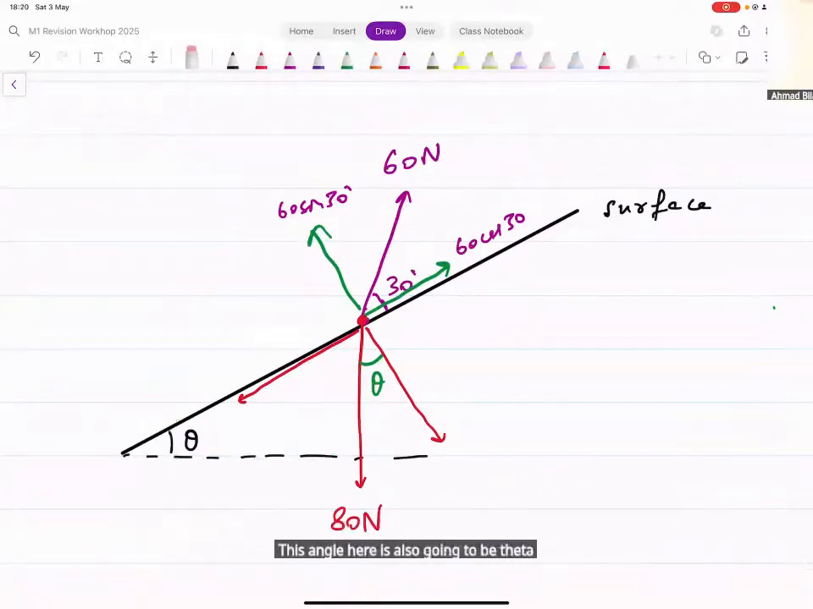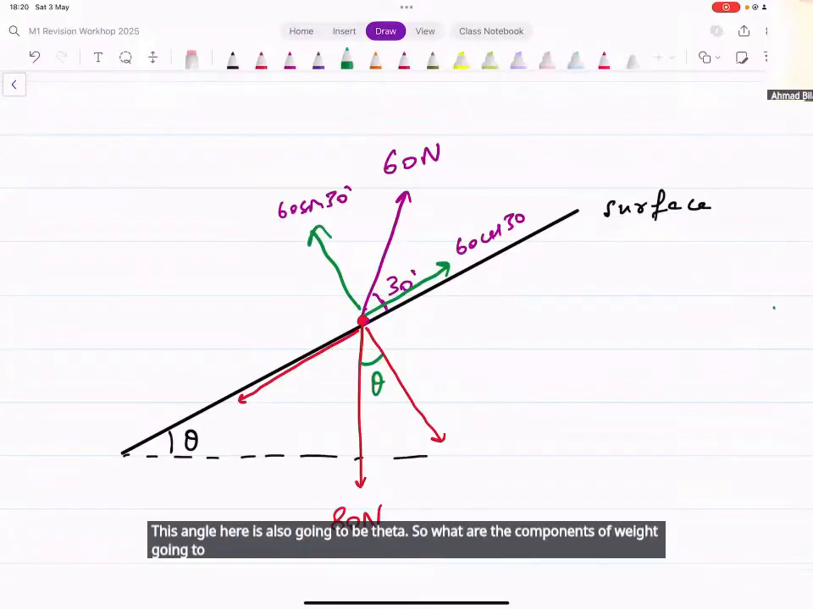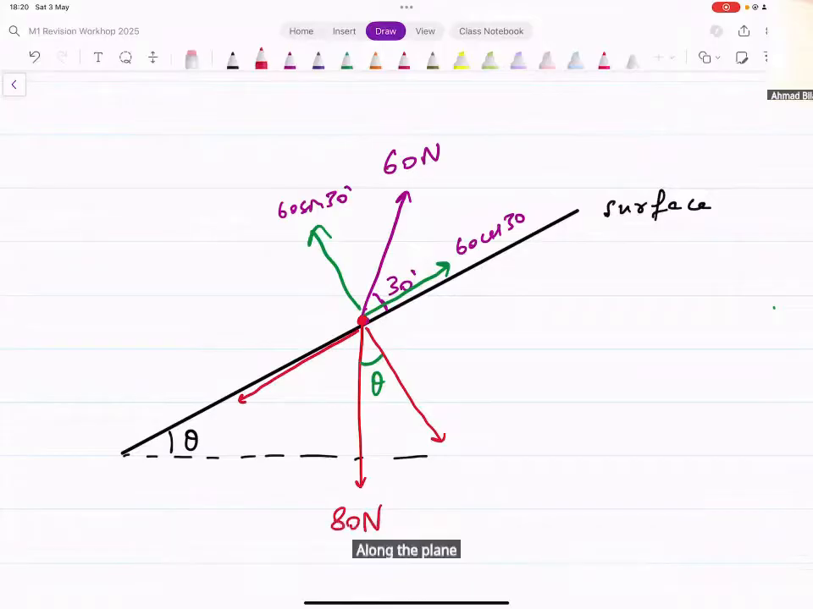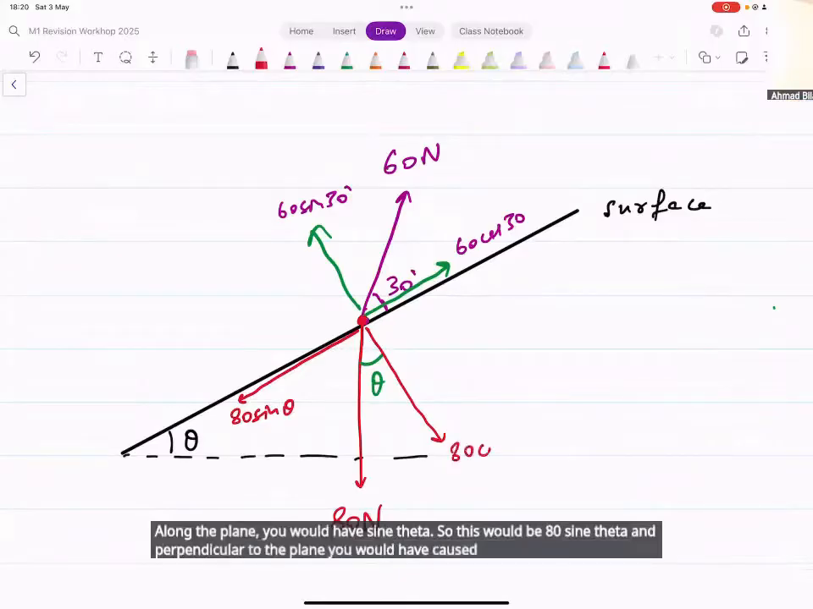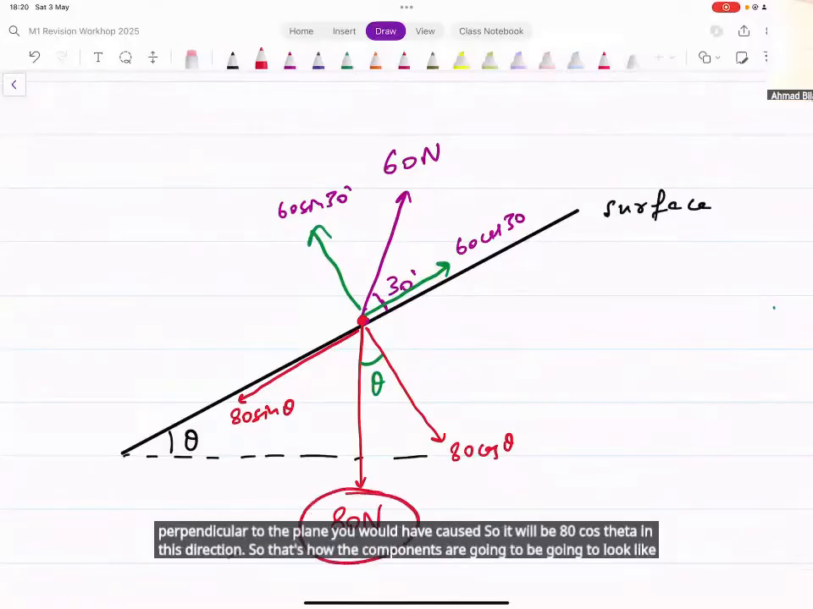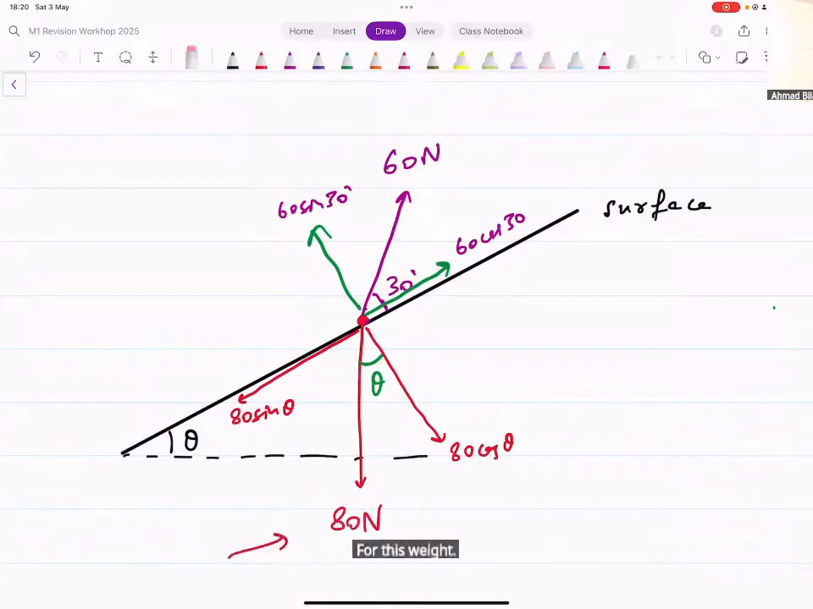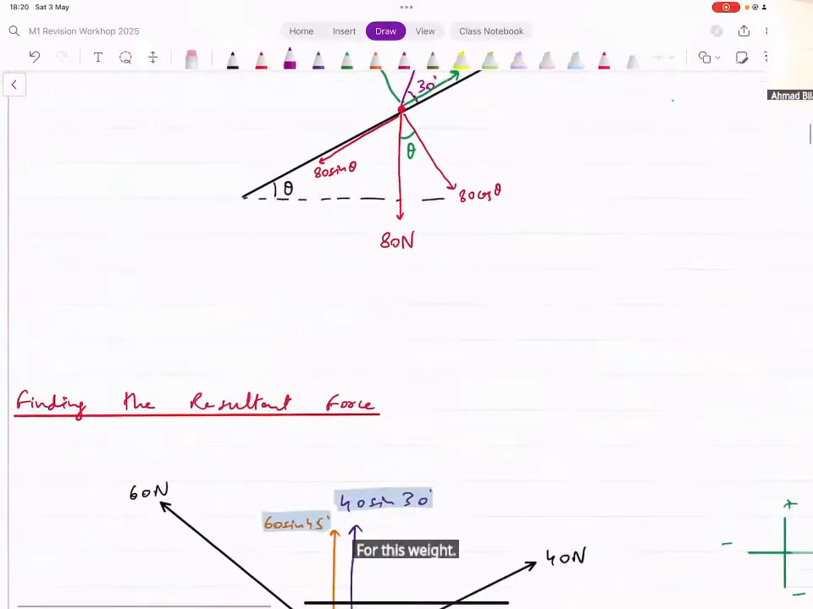So what are the components of weight going to be? The components of weight on an inclined surface will always be like this. Along the plane, you would have sine theta. So this would be 80 sine theta. And perpendicular to the plane, you would have cos. So it will be 80 cos theta in this direction. Okay, so that's how the components are going to look for this weight. All right, so that's how we resolve forces.